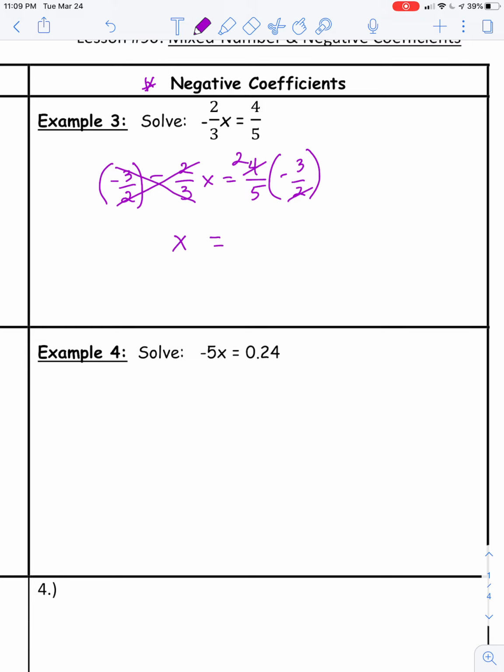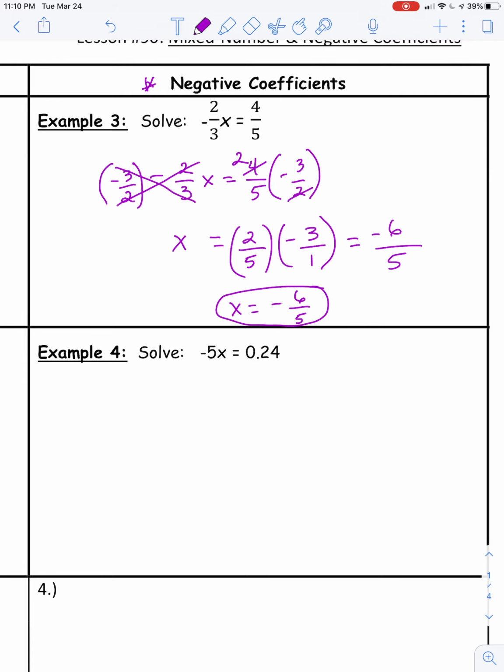X equals 2/5 times, sorry about that, guys, negative 3 over 1 now. So what is our answer here? We have 2 times the negative 3 is negative 6 over 5. And our answer then would be x is equal to negative 6/5.